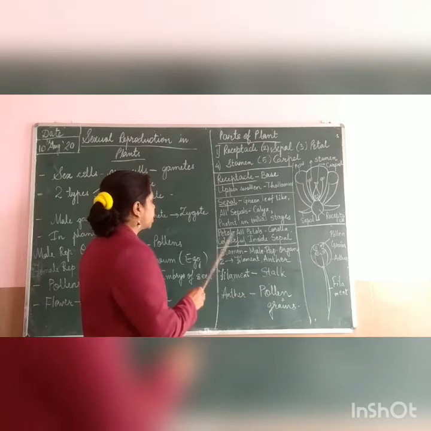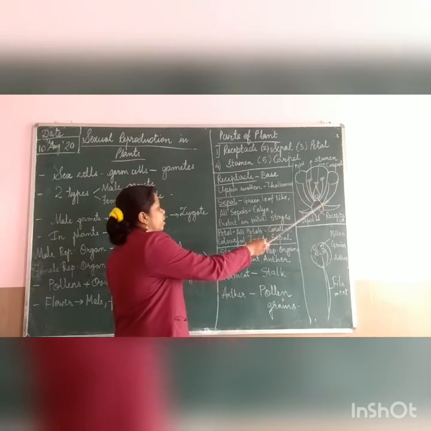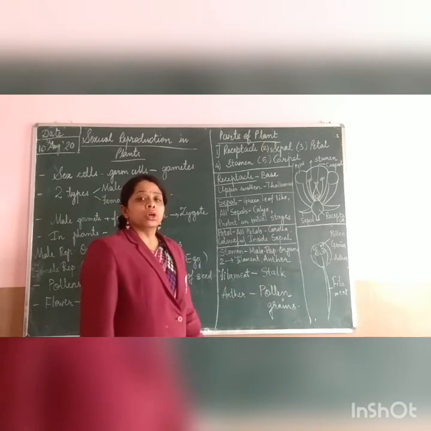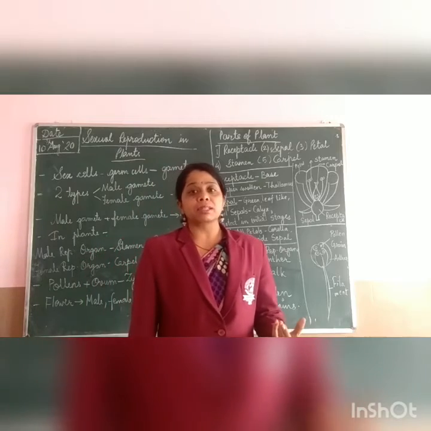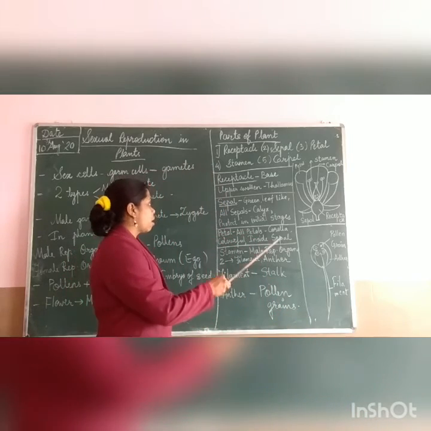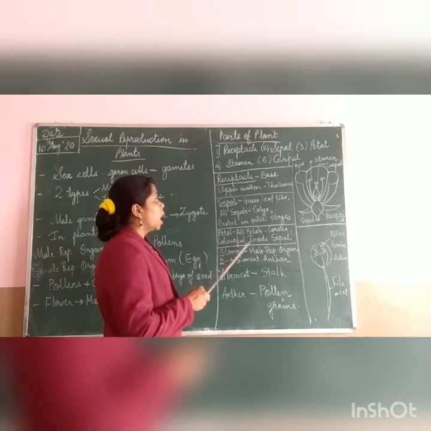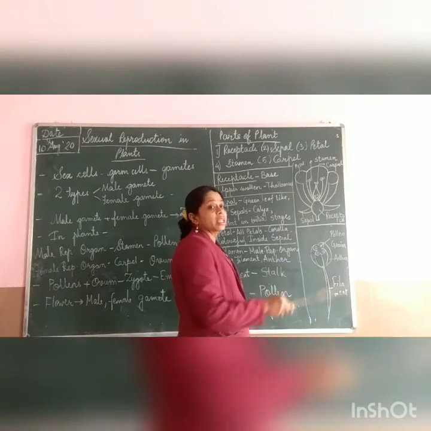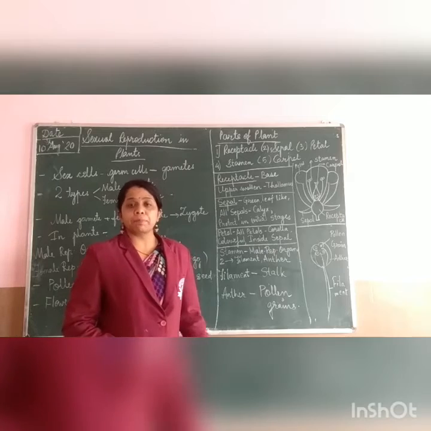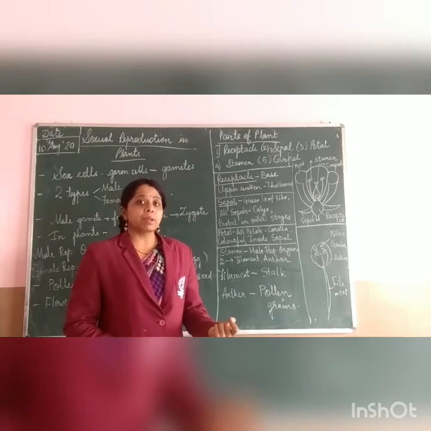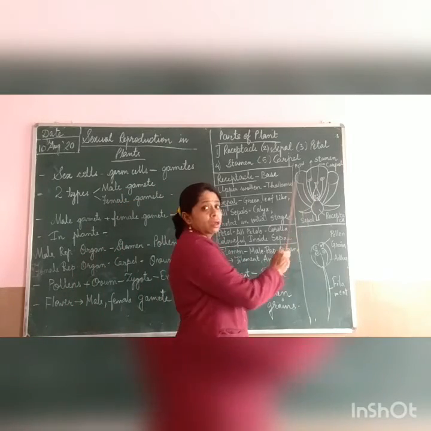Third part is the petal. Petals you know very well. All together the petals are called the corolla. And how are petals? Petals are colorful and they are present inside the sepals. Inside the sepal part, what is there? There are nothing but the petals.